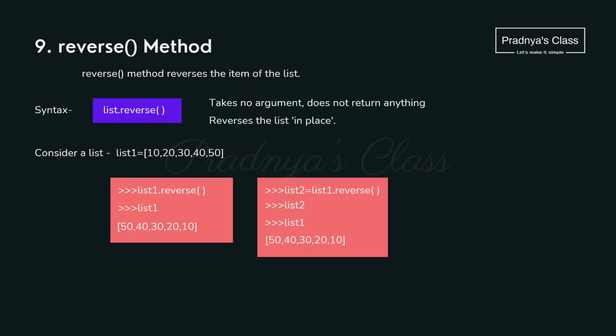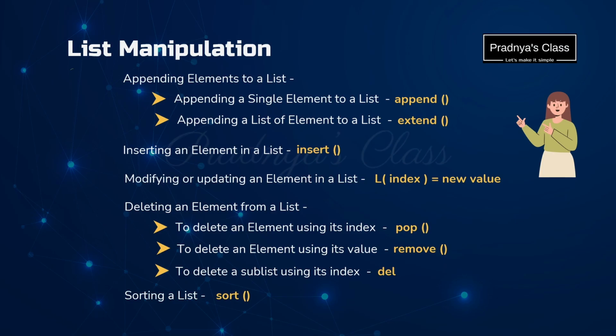Please go through it and practice it. Let's summarize some of the methods and functions which we use for list manipulation. The first important operation is appending an item to the list. For this we have two methods. The first is append and the second one is extend.